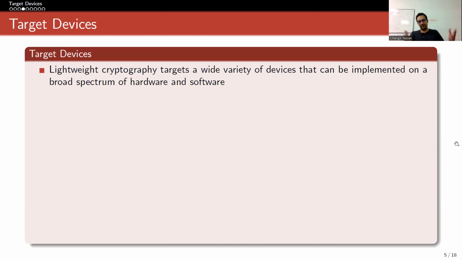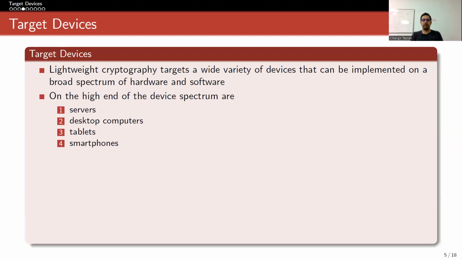Yeah, let's move on to target devices. These are a summary of NIST documents, okay? Lightweight cryptography targets a wide variety of devices that can be implemented on a broad spectrum of hardware and software. On the high end of the spectrum are servers, desktop computers, tablets, and smartphones. As you can see, these are really powerful devices. And generally, we don't need a better algorithm, but even here, especially for tablets and smartphones, if you have a more efficient algorithm, then your battery will last longer, right? This is why Google keeps using ChaCha instead of AES in their TLS communication.